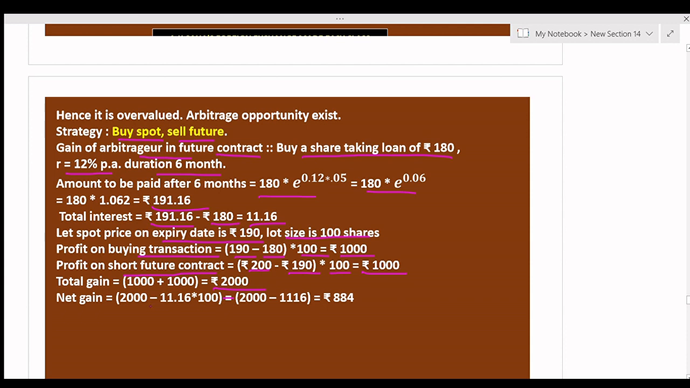Now you have to deduct the interest from the total gain. 2000 is the total gain minus 11.16, that is interest per share, for buying one share, into 100, that comes 2000 minus 1116. The profit will be rupees 884.